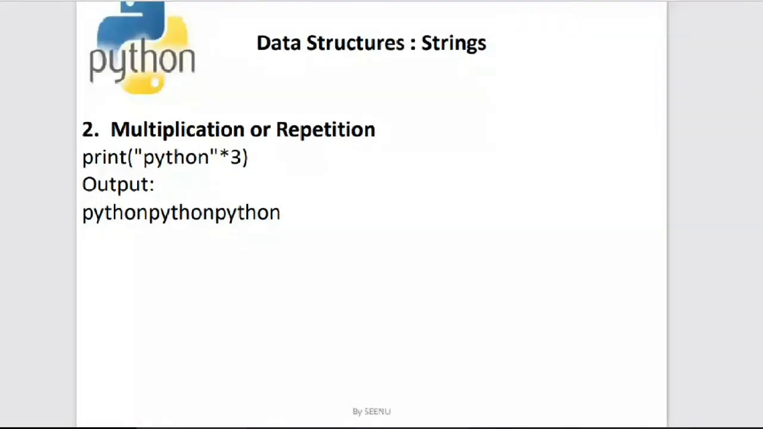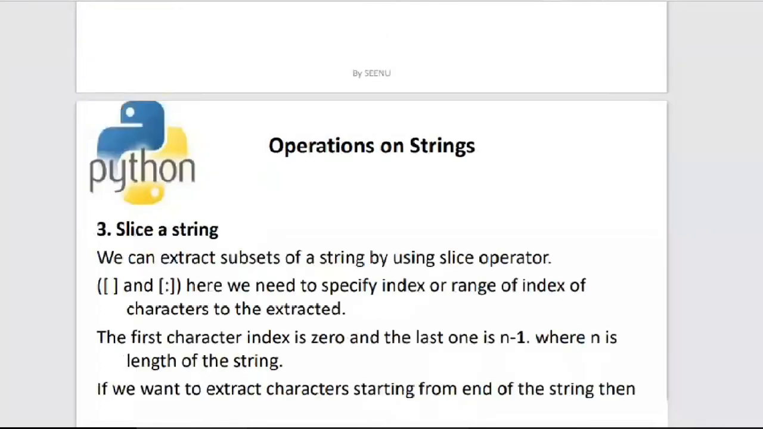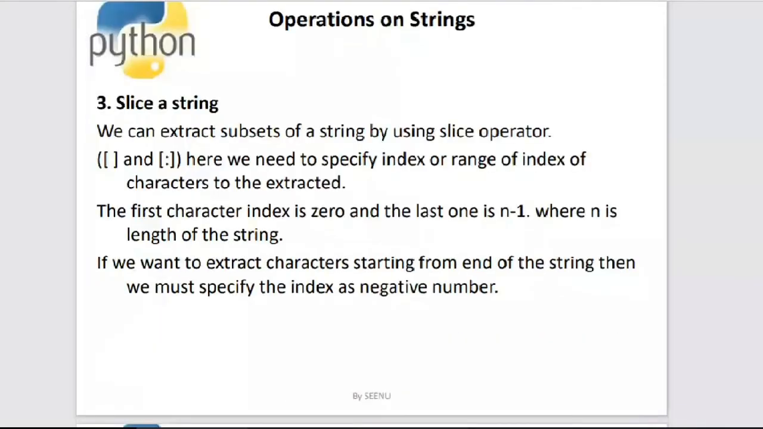So I can say string multiplication, asterisk, into 3. So 3 times Python will be printed. We have already seen this concept. And this is the slice of a string. Slicing is nothing but extracting a substring of a string by using the slice operator.